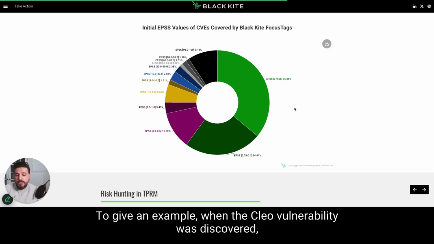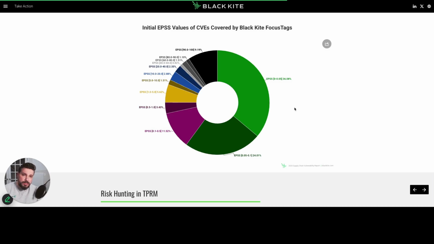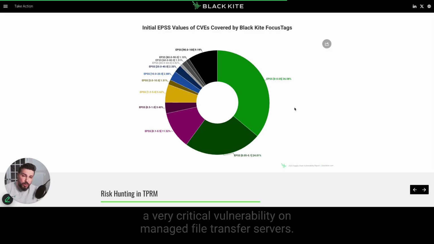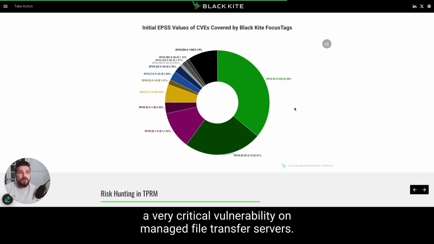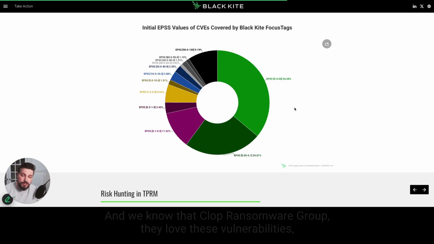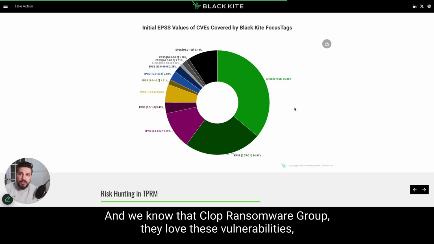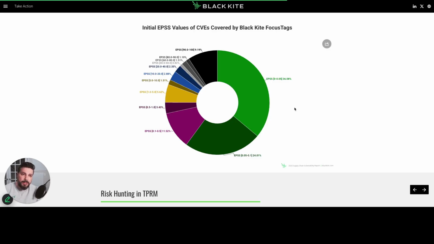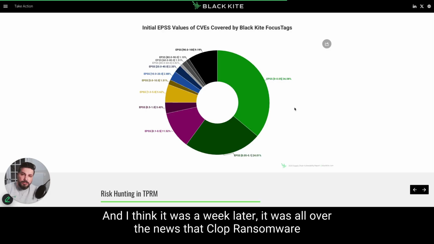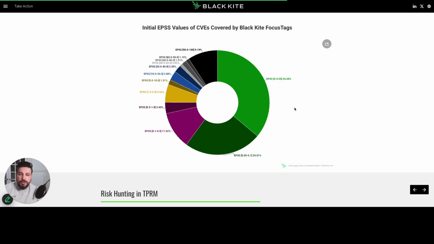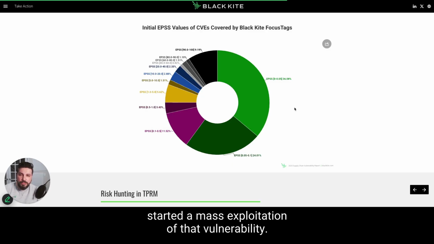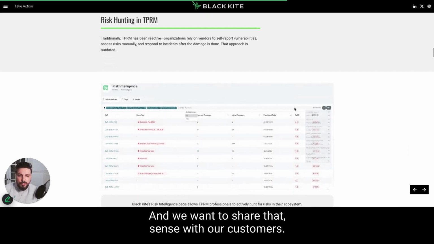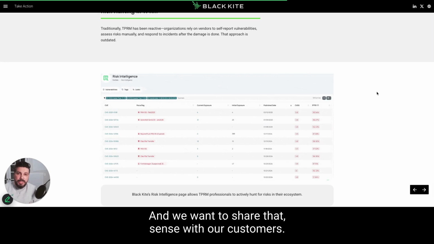To give an example, when the Cleo vulnerability was discovered, right away, my team said that this is a very critical vulnerability on managed file transfer servers. And we know that the Clop ransomware group loves these vulnerabilities and they will probably do something about it. And I think it was a week later, it was all over the news that Clop ransomware started a mass exploitation of that vulnerability. So we have a very good sense of it. And we want to share that sense with our customers.